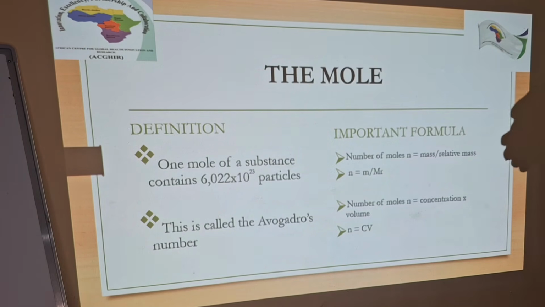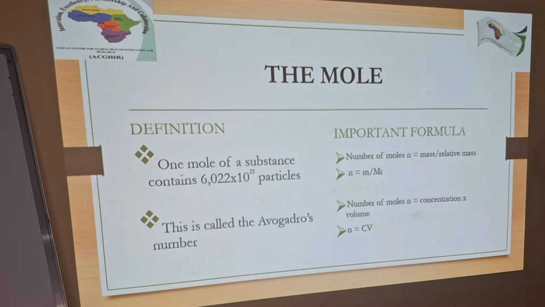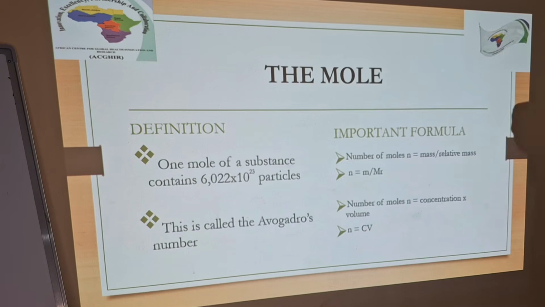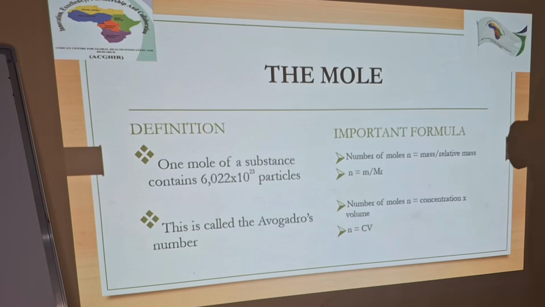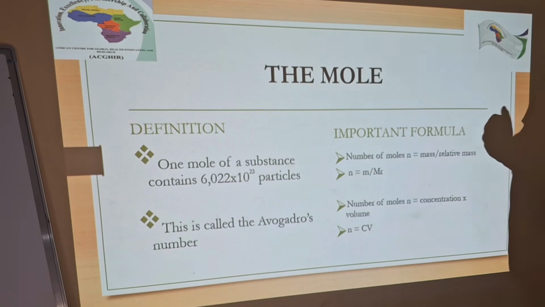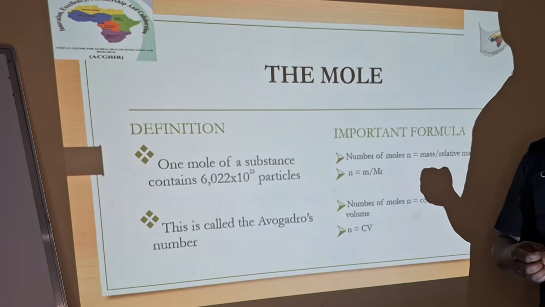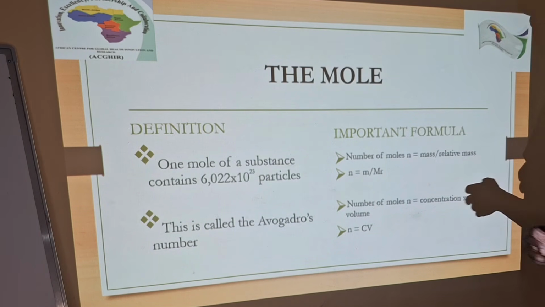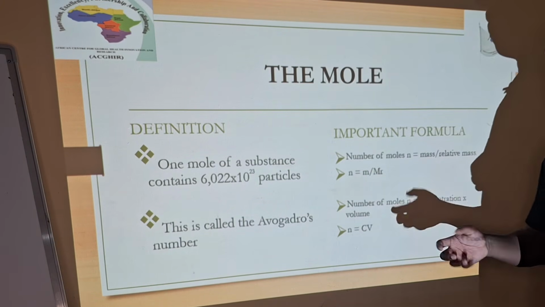So we then come to the mole. 1 mole of a substance contains 6.022 times 10 to the power of 23 particles. And that number, 6.022 times 10 to the power of 23, is what we call Avogadro's number. From Avogadro's number, we then come to two important formulae as far as the mole is concerned. Secondly, the number of moles is equal to the concentration times the volume. So these two formulae are very important in calculations involving moles.